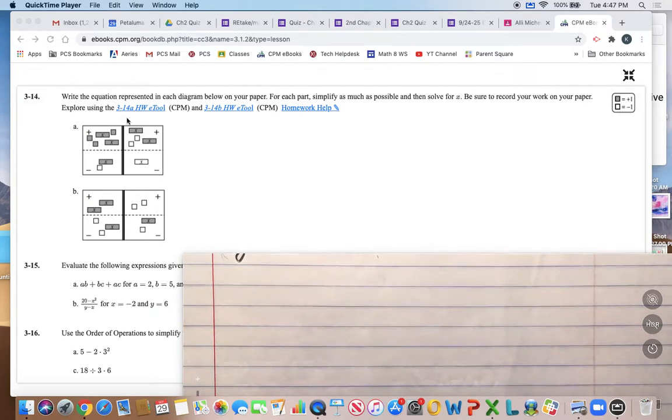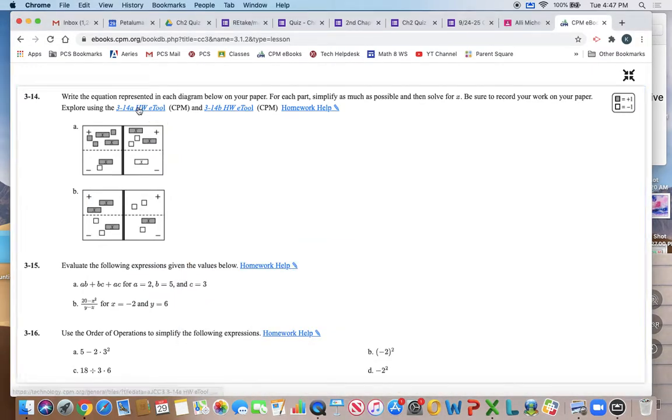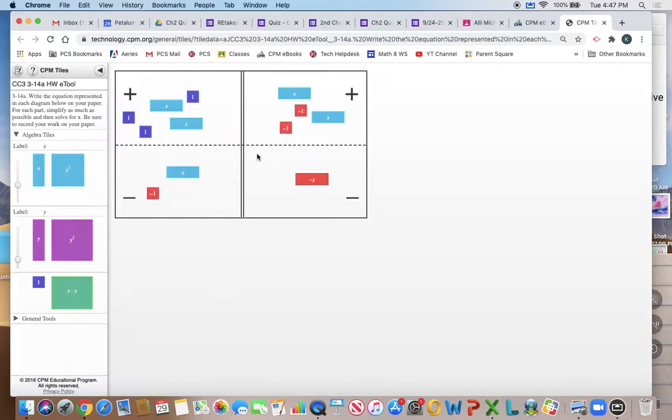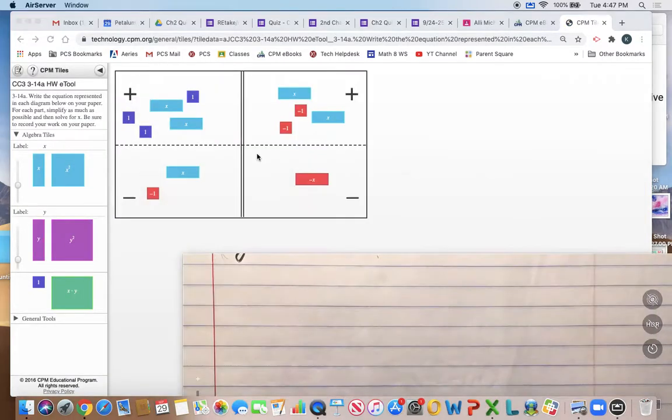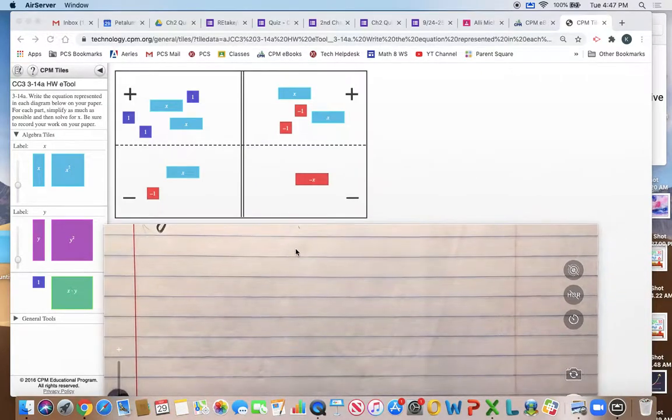It says explore using the 3-14a homework e-tool. And so these are e-tools which I believe have this arrangement of tiles up. So why don't we go ahead and use those? So I'm going to open up this e-tool, which is the one for A. And now that we've got that up, I'll pull up my piece of paper.